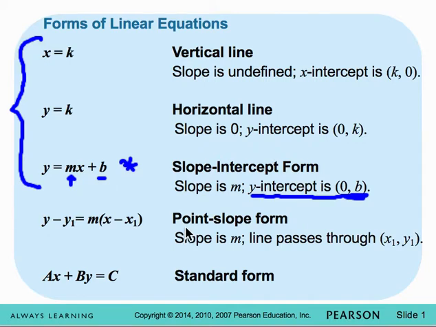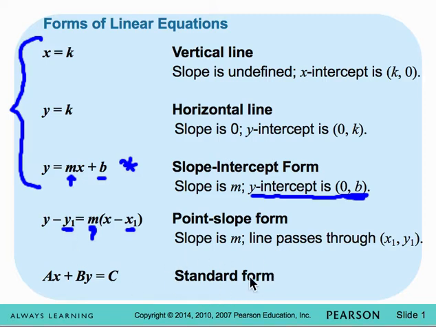Now we're going to add a new one, the point-slope form, where the slope is still m, right? M always stands for slope. The slope is still m, but this time we have another point besides the y-intercept, where it's just some x coordinate and y coordinate. That's the x sub 1, y sub 1. It means this is the x value of a point on the line, and that's the corresponding y value of that point that's on the line.